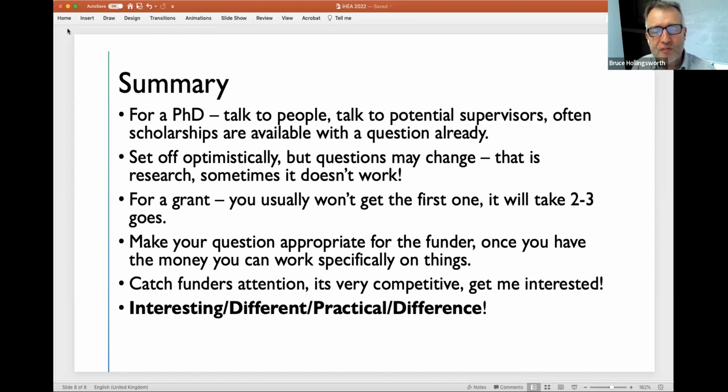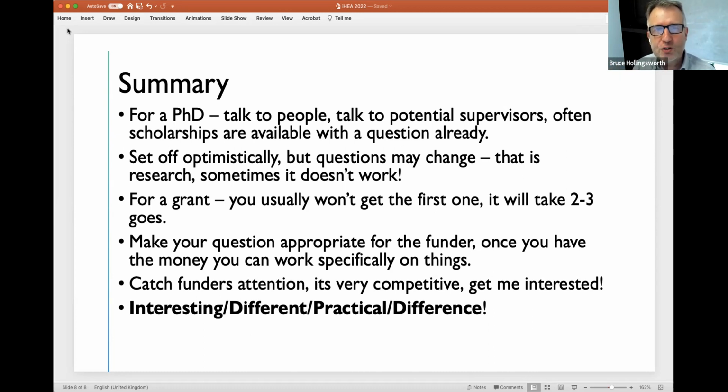Make your question appropriate for the funder. I think it's really important, okay? Once you've got the money, you can work specifically on certain things, but you have to get the money in the first place and get the grant and get things up and running and going, okay? Catch the funder's attention when you're writing things. You know, often if you're on a funding panel and you might say a great question, but then you begin reading the application and it's one you've read 5 times before, you know, it's very similar. You have to get the funder's attention, get the reader's attention on the panel and keep that attention as well.